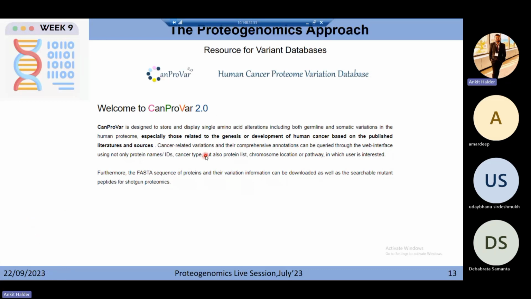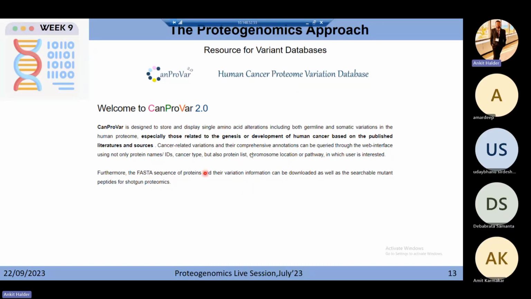Yes, so this is CanProVar. What it does is it is designed to store and display single amino acid alterations. One thing I need to say is that we are generally very much focused on single amino acid alterations, because we are hypothesizing that single amino acid variations will cause changes if they are not in the degeneracy of the codons. The interesting fact is that if a single amino acid is changed to a similar amino acid with similar physicochemical properties, then it is not so deleterious or harmful.